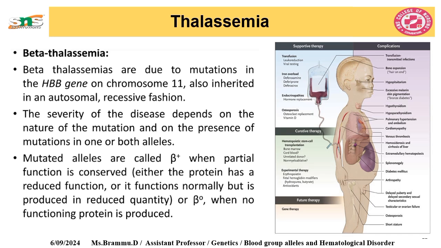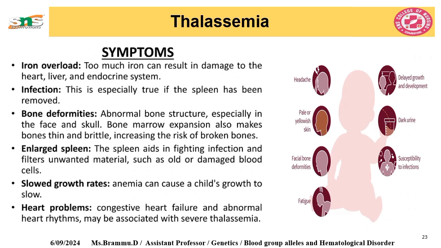So here we can plan therapy such as supportive therapy. We can start with transfusion with leukoreduction and viral testing, and iron overload can be prevented by starting deferoxamine. And if it is due to endocrinopathies, then we have to plan for hormonal replacement therapy. If the client is developing osteoporosis, then plan for osteoclast replacements or vitamin D infusions.